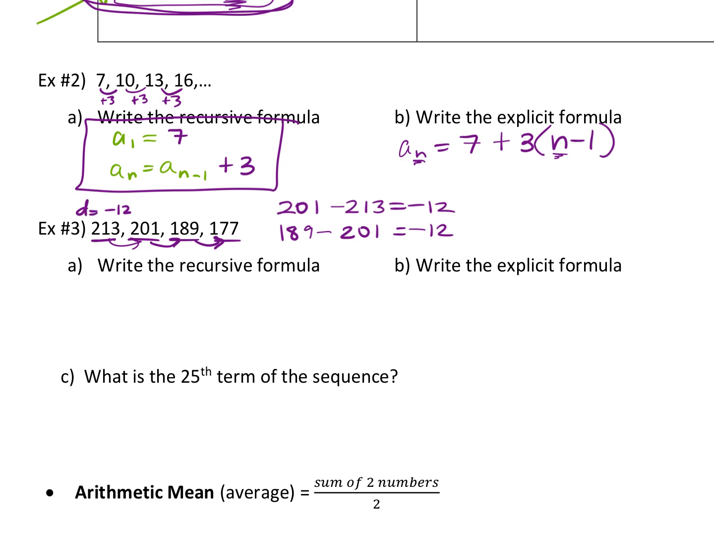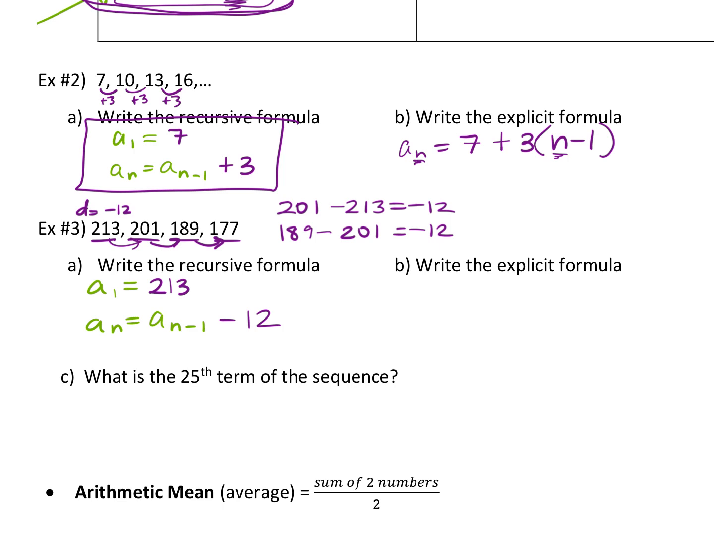The recursive formula then is a sub 1 equals, and a sub n equals a sub n minus 1. Write that down every single time. It will be the same every single time. Then you plug your numbers in. A sub 1 is what? 213. A sub n minus 1, what comes after that? Minus 12. That's your recursive formula.